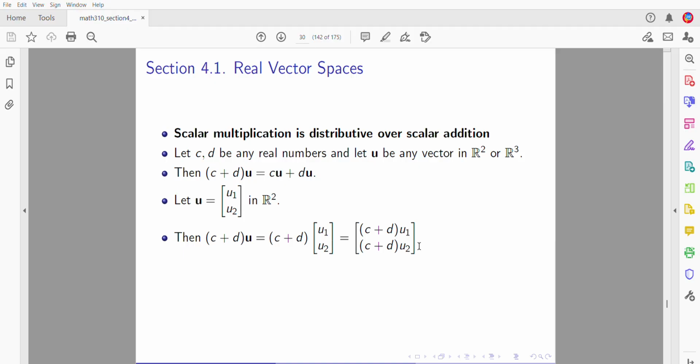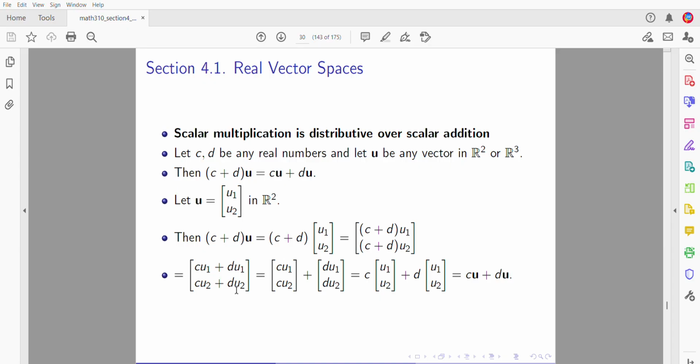Now here is multiplication among real numbers. This is real number multiplication. Real number multiplication is distributive over real number addition. So you have distribution. Once you distribute, you can split this vector into two vectors. Once you split them into two vectors, you can get the scalars out and you have the result you want. Okay? So, two scalars and one vector, multiplication is distributive.